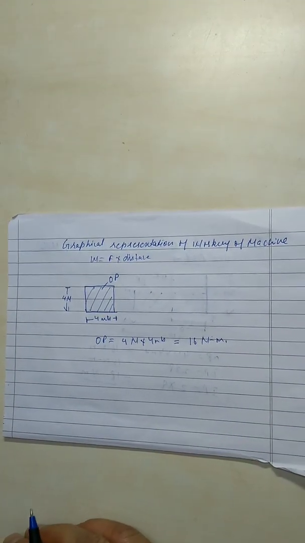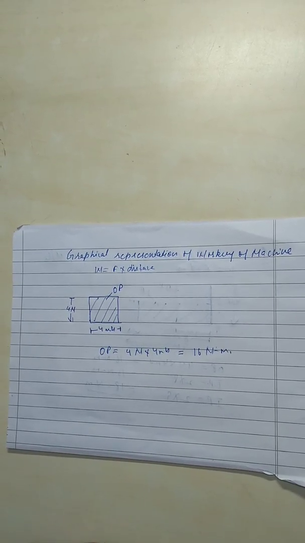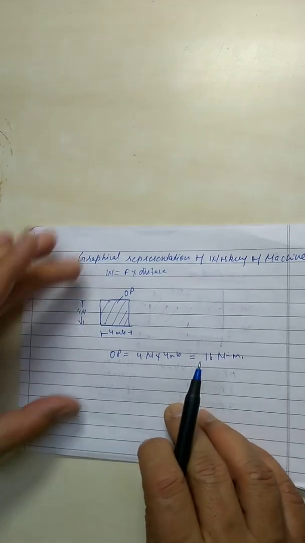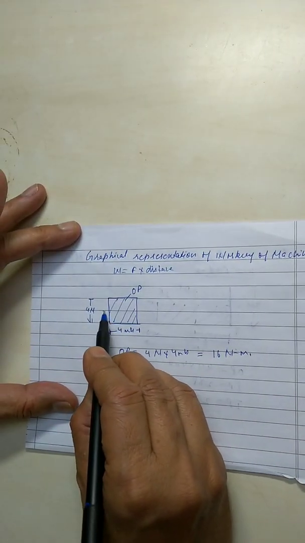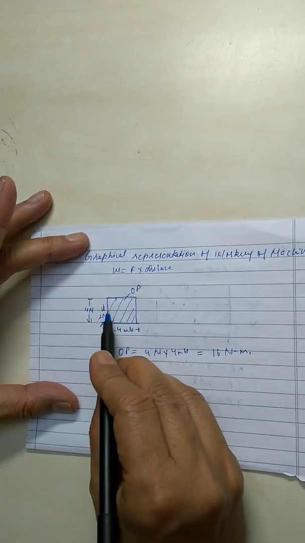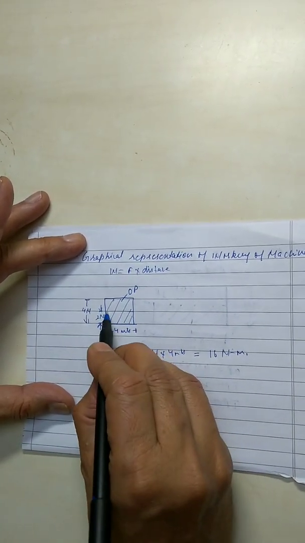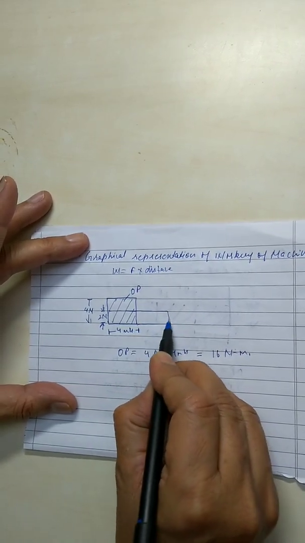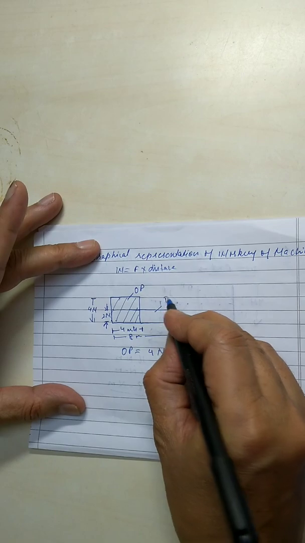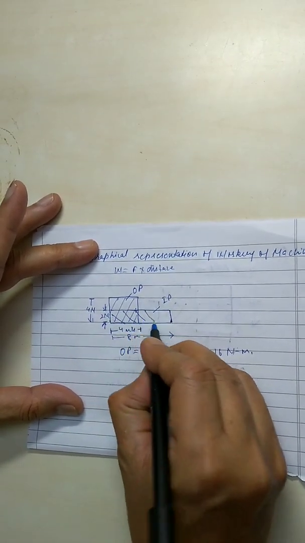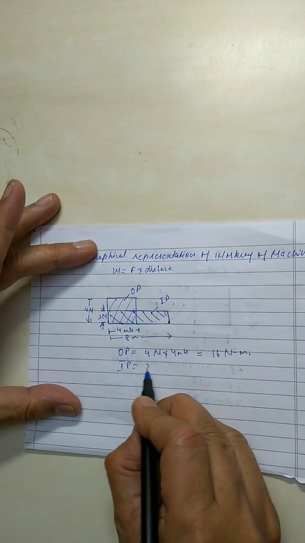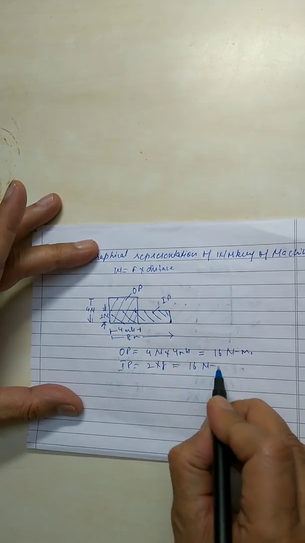Now, if we use the machine for doing this work, then definitely the machine gives us the option of reducing our effort. Suppose the effort has been reduced to 2 Newton. Whenever the effort reduces, the distance covered by the effort will increase. Suppose this is the distance covered by the effort, let it be 8 meters. So this will be our input. This area represents the input and this area represents the output, and the input becomes 2 into 8, again 16 Newton meter.